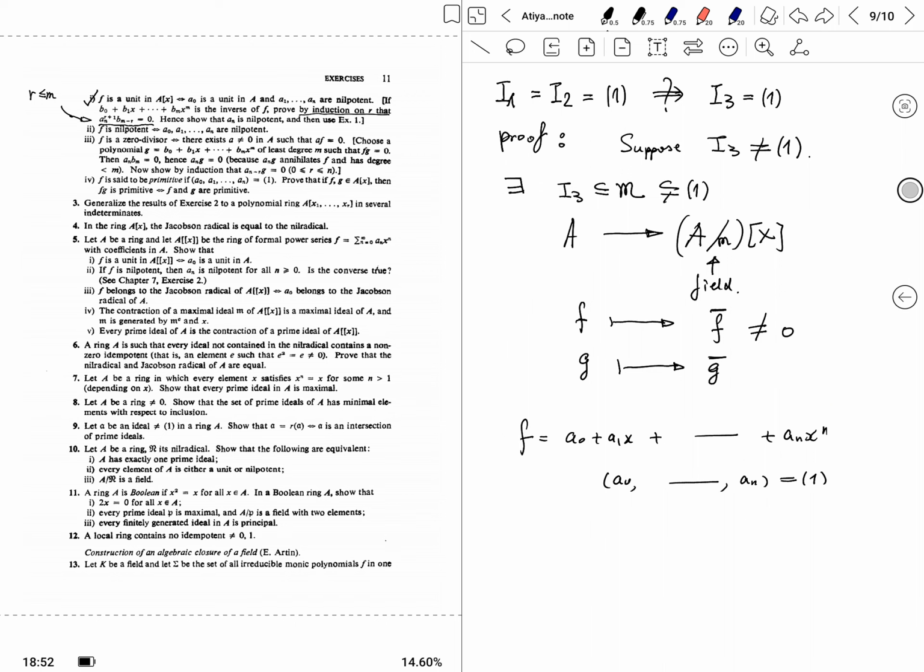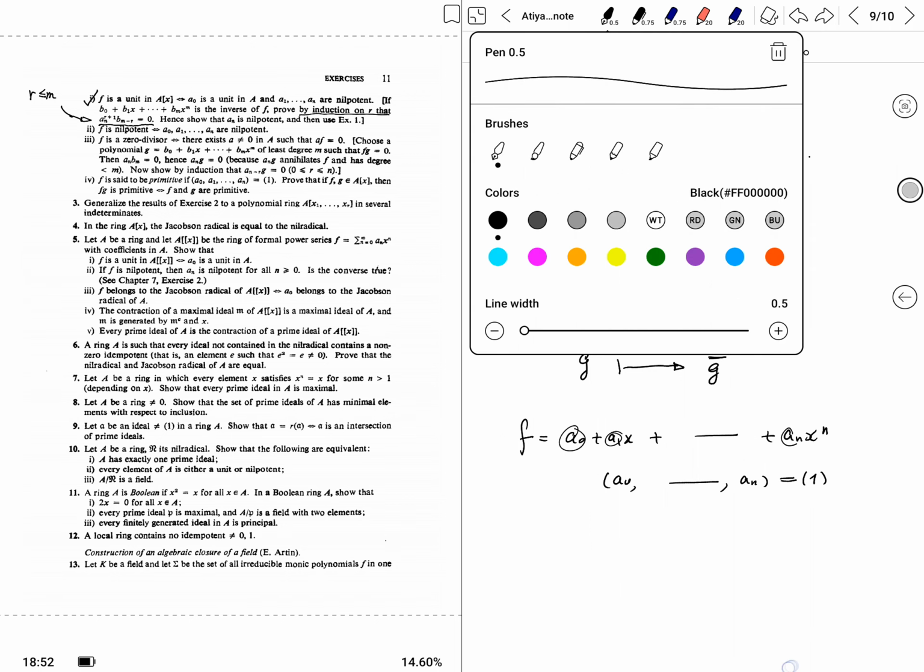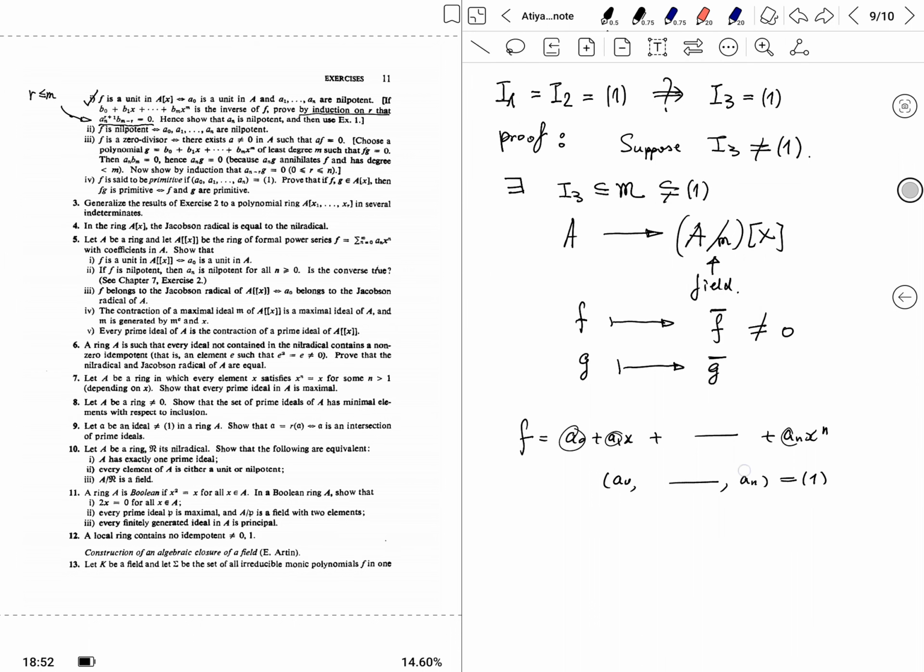because if this is 0, this will tell you that all the coefficients are in the maximal ideal M, and so the ideal generated by it would be contained in M. So this is not the case. Otherwise it's containing M, okay? It's not containing M. Similarly, this is not 0.